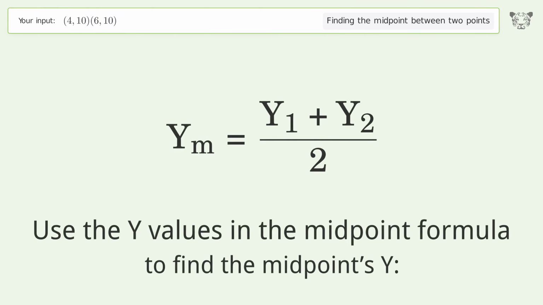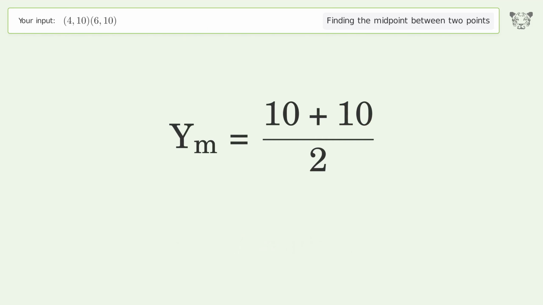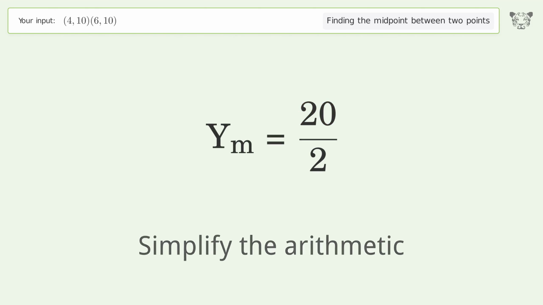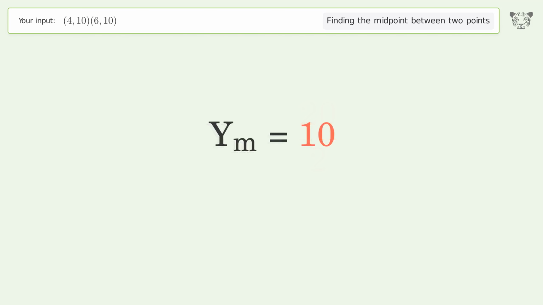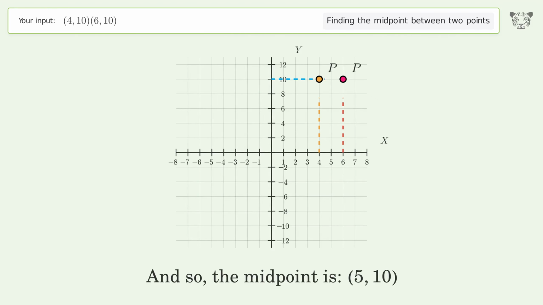Use the y values in the midpoint formula to find the midpoint's y. y1 equals 10. y2 equals 10. Simplify the arithmetic. And so, the midpoint is 5, 10.